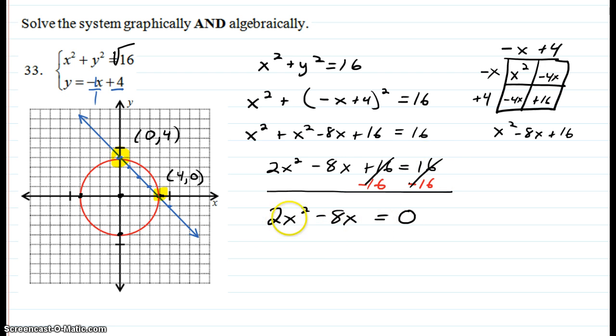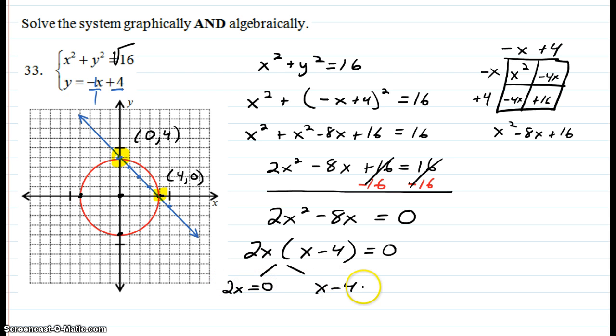And why this is a nice problem is because now these have a GCF. And so now I can take out a 2x. So I have 2x times x minus 4 equals 0. And so now I just split these into 2 and just say 2x equals 0, x minus 4 equals 0. So divide by 2 here. So I get x equals 0. Here, just add 4 to both sides. And so I get x equals 0 and x equals 4.